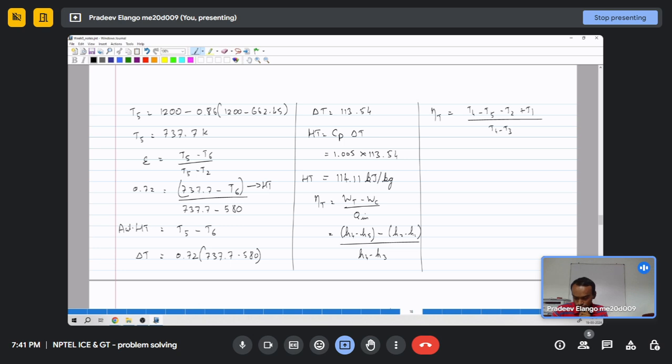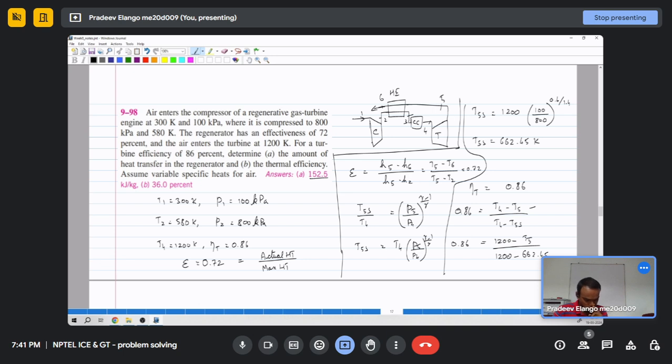T5 we have, T4. Sir, we don't have T3, sir. T3, okay. Then we can find out that.